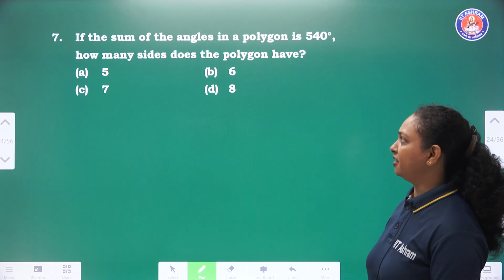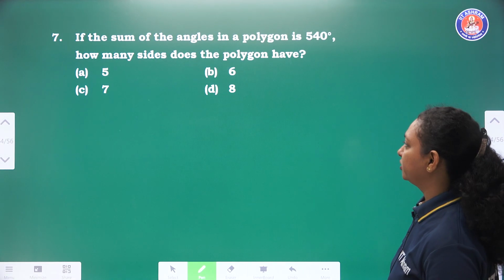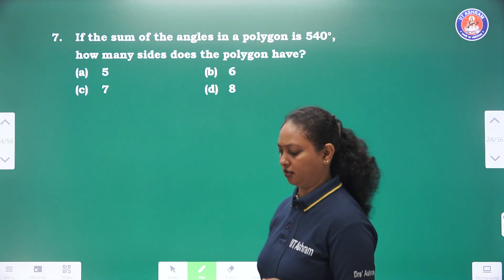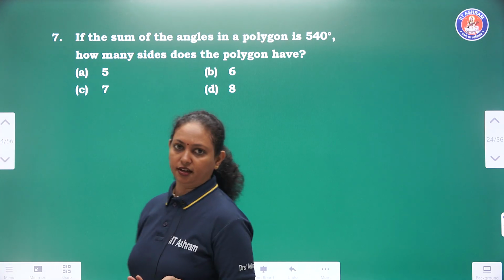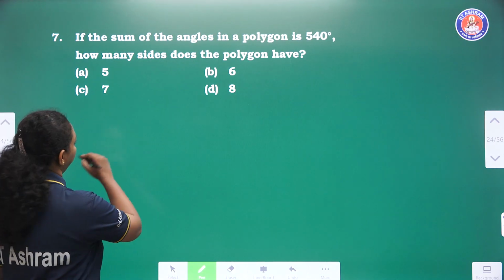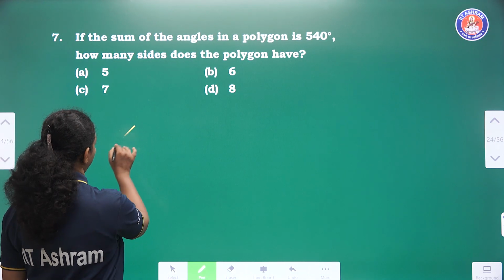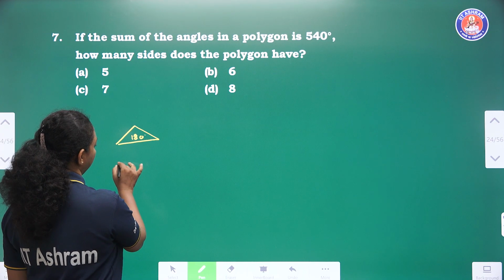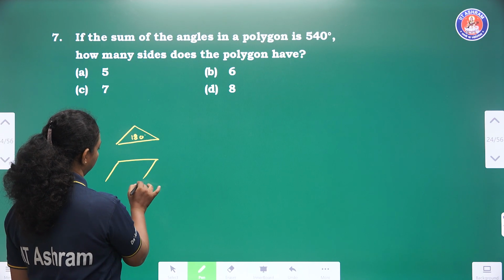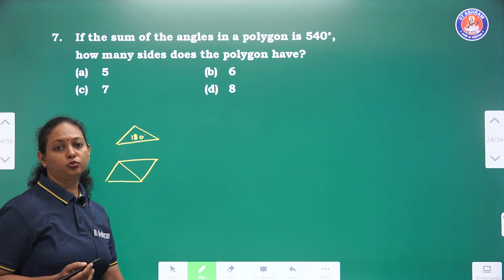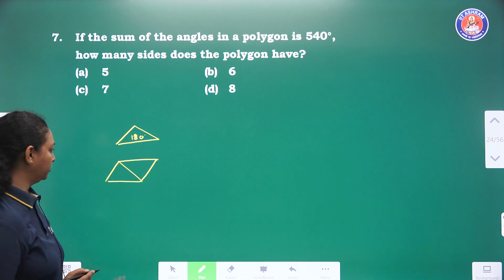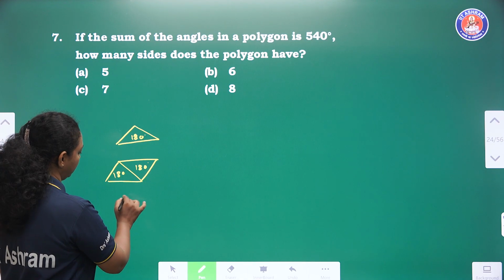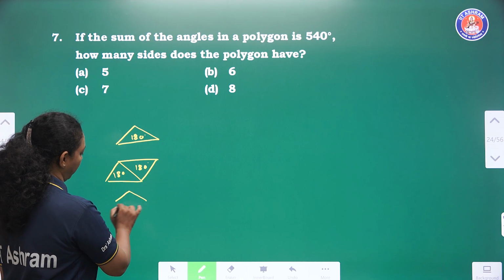Okay, now question number 7. If the sum of the angles in a polygon is 540 degrees, how many sides does the polygon have? It's a simple question. There are many tricks to find it. The easiest first: as we know, in a triangle the sum of all the angles is 180 degrees. A quadrilateral is divided into a minimum number of triangles, which is 2. So 180 plus 180 is 360. And the number of sides is 5.